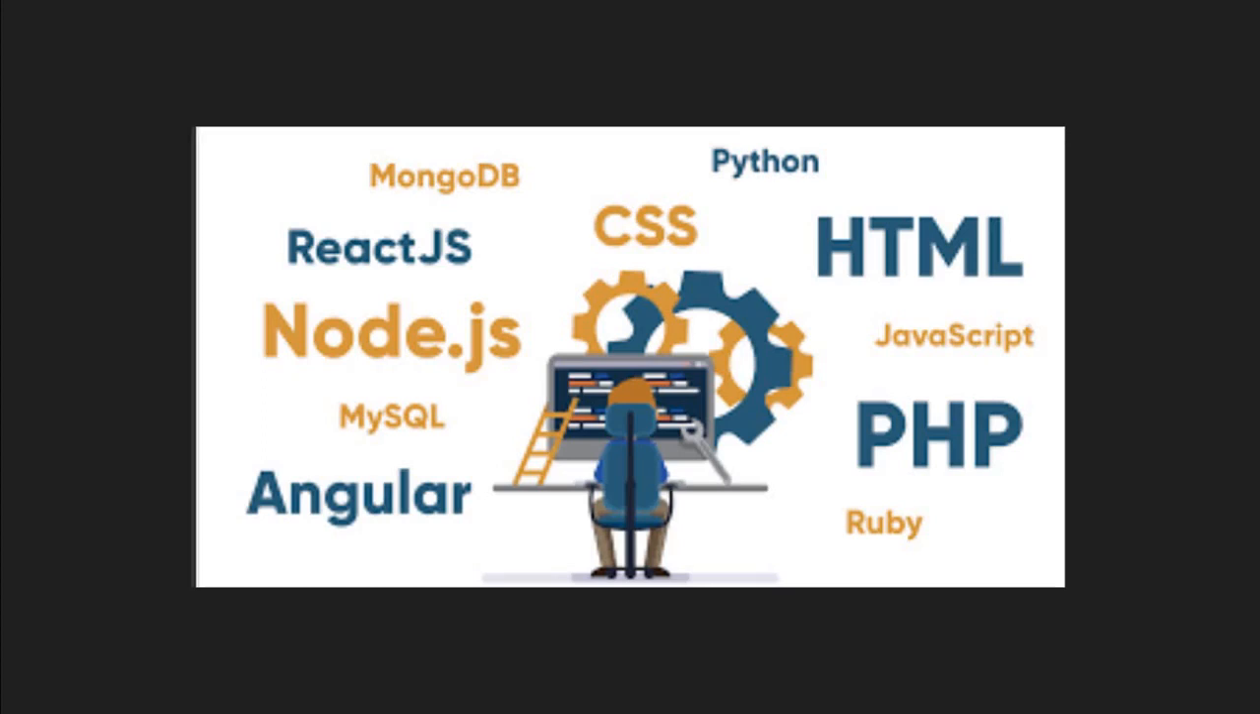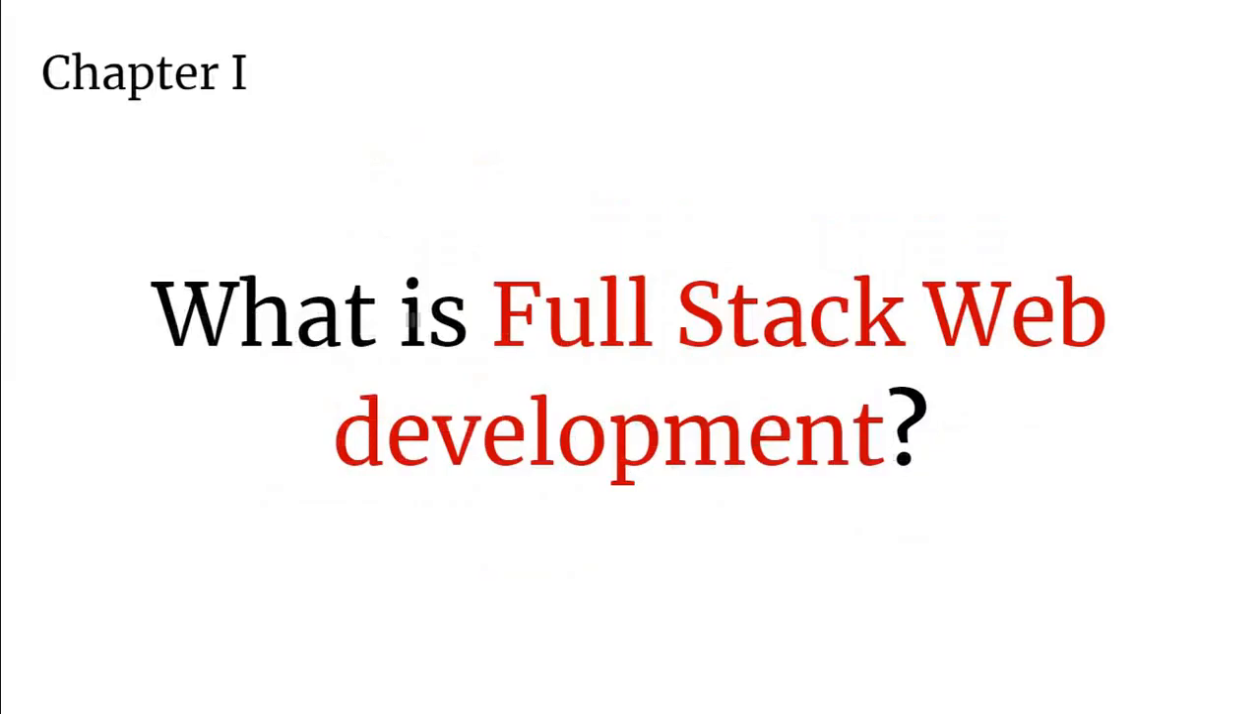So just a glance at all the technologies which are required to become a full stack web developer. Just like you have React.js, Node.js, CSS, Python, HTML, JavaScript, PHP, Ruby, Angular. These are all the technologies, and along with this there are a few other technologies as well to become a full stack web developer. So before studying any technology, let us actually study what is full stack web development.